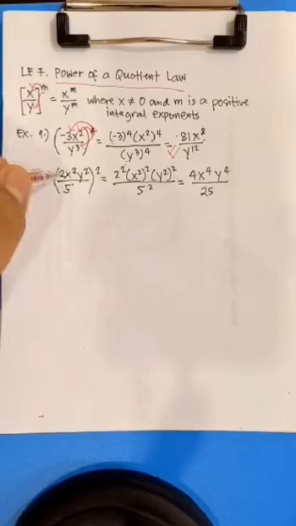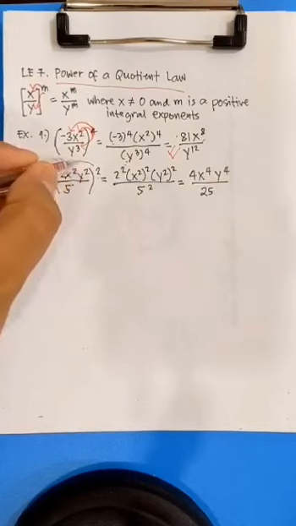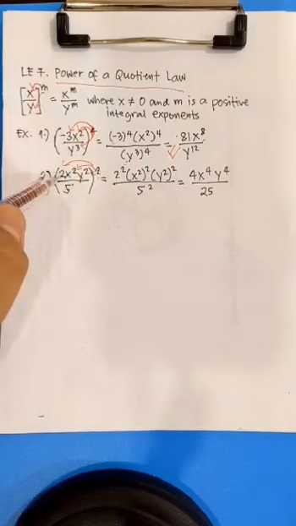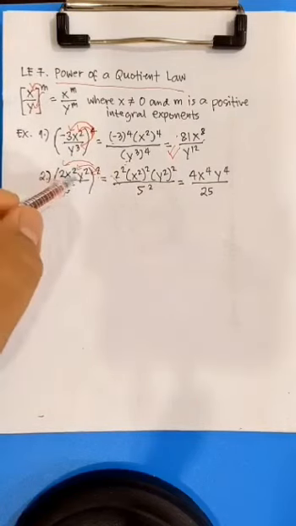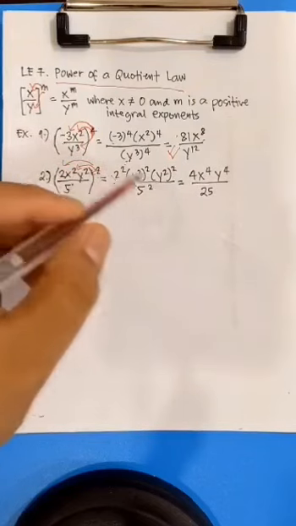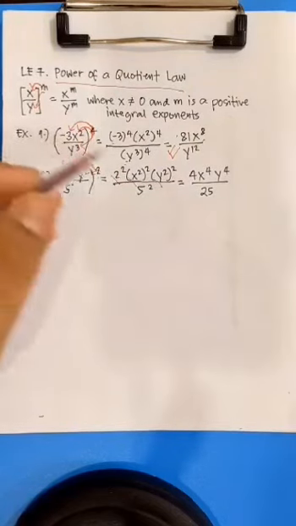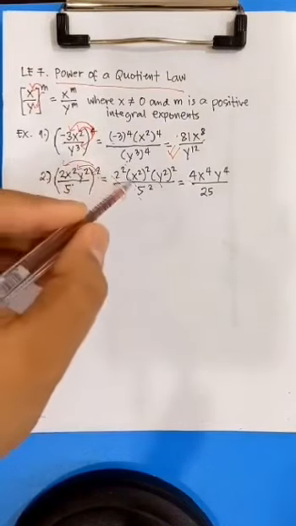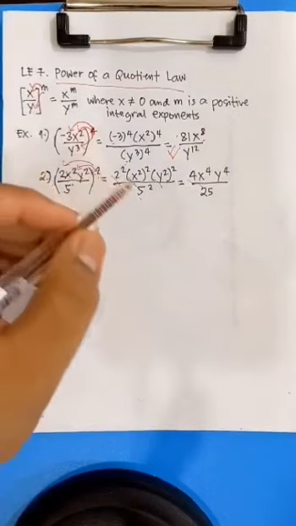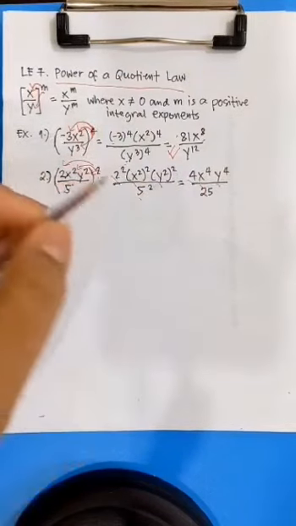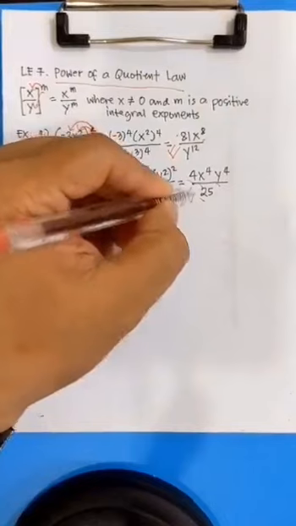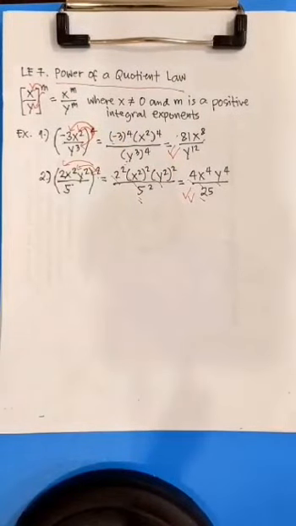Number 2, you have 2x squared y squared over 5 raised to 2. Again, distribute the exponent outside to everything inside. So you will have 2 squared, x squared raised to 2, and y squared raised to 2 over 5 squared. Let's simplify. 2 squared is equal to 4, x squared raised to 2 is x to the 4th, y squared raised to 2 is y to the 4th, and 5 squared is equal to 25. So therefore, the final answer is 4x to the 4th y to the 4th over 25.